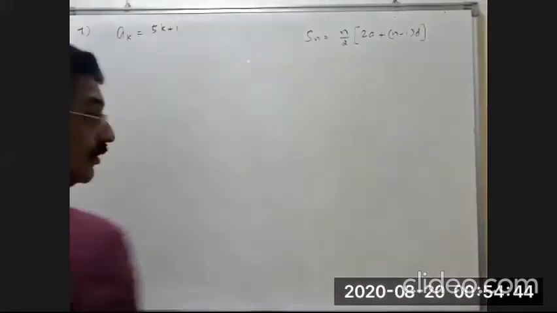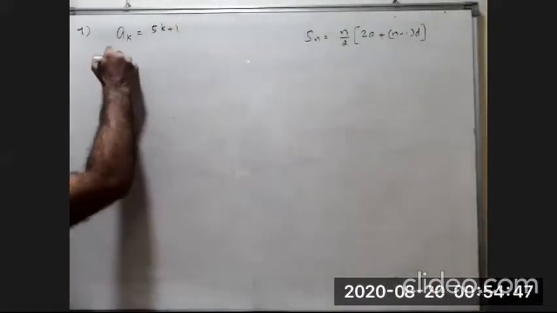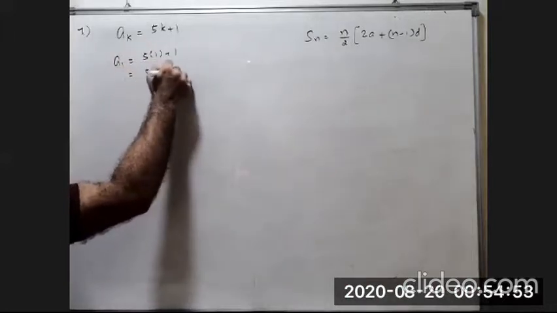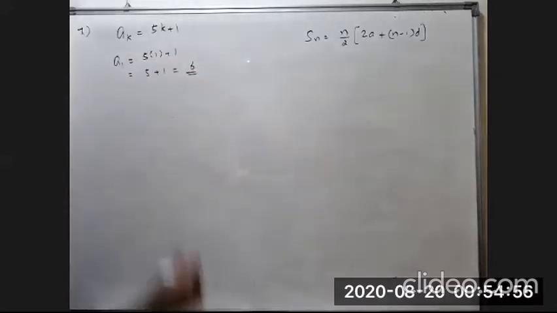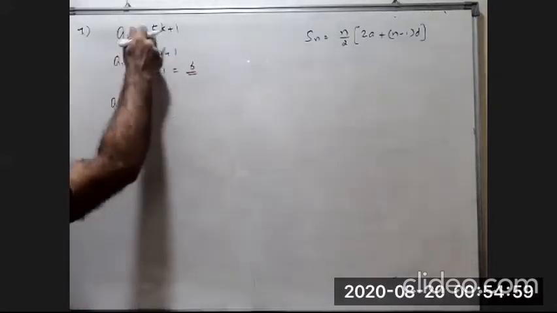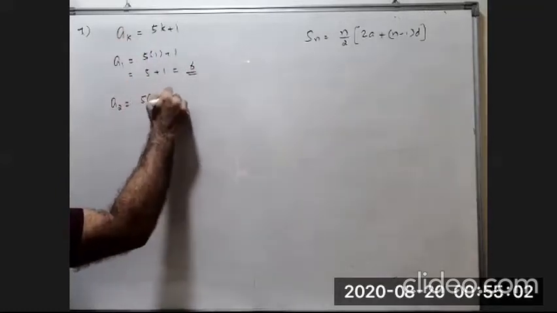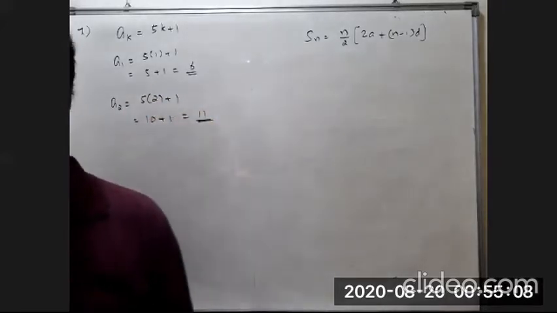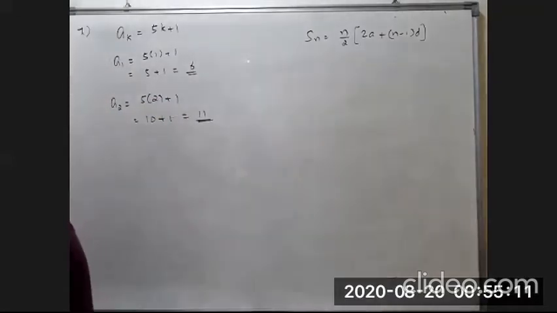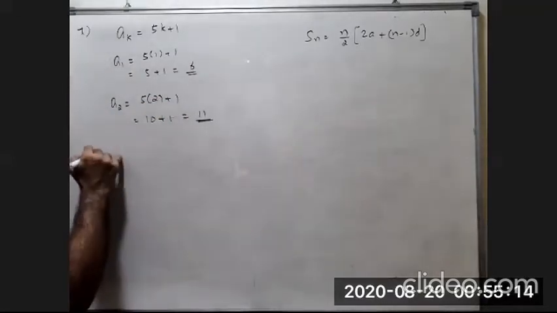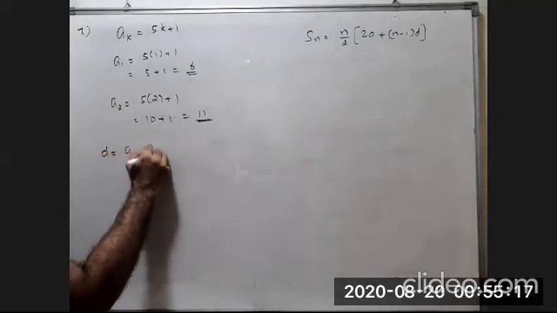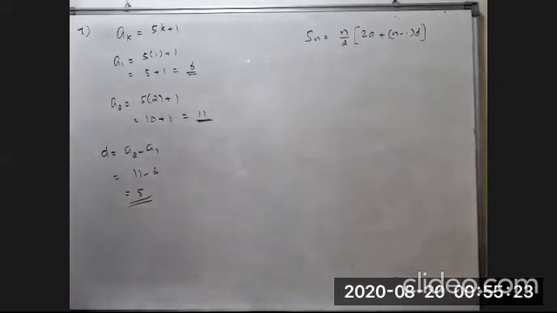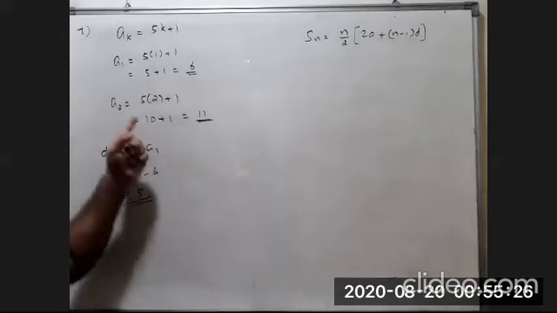Substitute the value of k. So a1 means 5 into 1 plus 1, which is 5 plus 1, 6. That means the first term is 6. Now a2 means replace k with 2, which is 10 plus 1, that is 11. We got a1 and a2, the first term and second term. When we get the first term and second term, we can find d. d is a2 minus a1, 11 minus 6, we got 5.